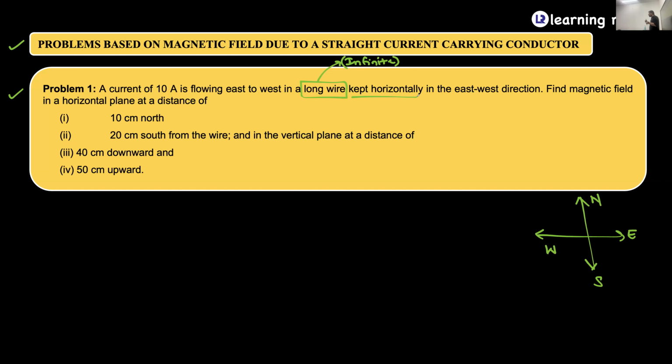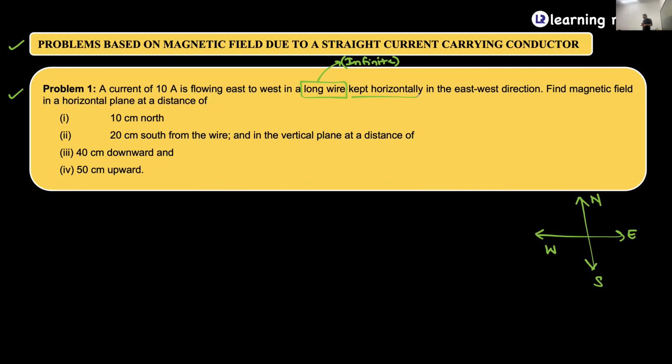This is going to be in the vertical plane. This is the meaning of vertical plane. So horizontal plane means this wire itself is lying on this plane like this. On the table itself, this side is north, this is south, this is east, and this is west. And in which direction is the current flowing? The current is flowing from east to west direction.